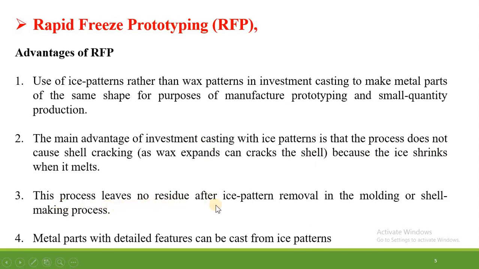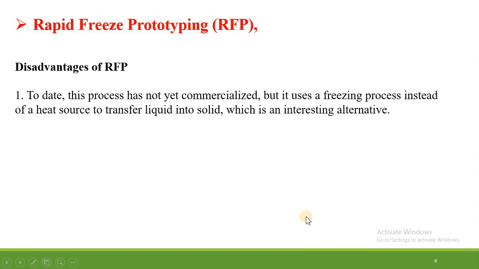This process leaves no residue after ice pattern removal in the molding or shell making process. We know that once the ice melts down, it does not leave any kind of contamination or residue. So this is one more advantage. Metal parts with detailed features can be cast using ice patterns. So if you want to manufacture different metal parts with intricate shapes, ice patterns can easily be used instead of wax patterns. What are the disadvantages of rapid freeze prototyping?